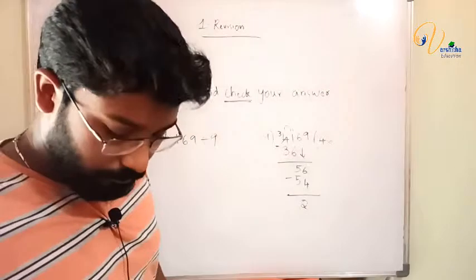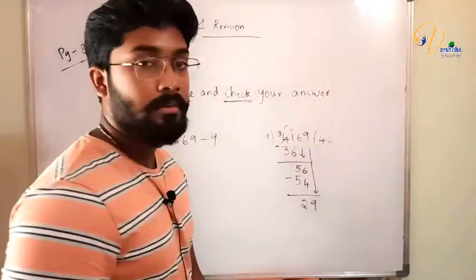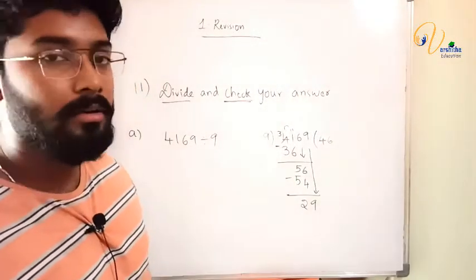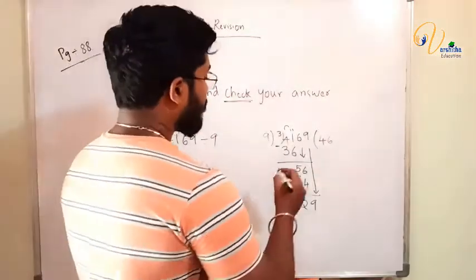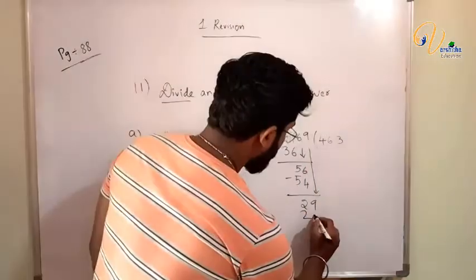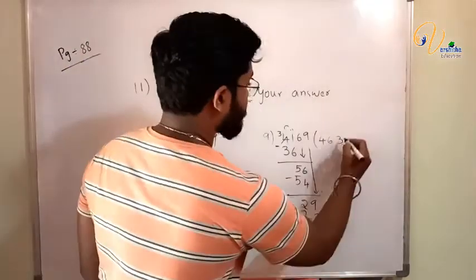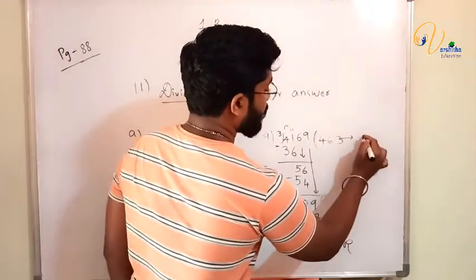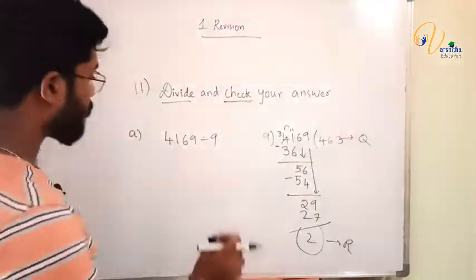Next one, you have to bring down what? 9. Yes, you have to bring down 9. In 9 table are you going to get 29? No. Any less number than 29, are you going to get that one? Yes. 9 3s are 27. You are going to get 2 as the remainder. This is the quotient. This is the remainder. Okay. This is the quotient. Let us check. Let us see how to check.